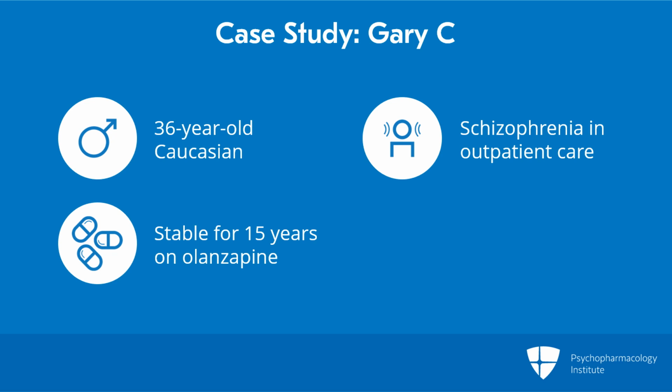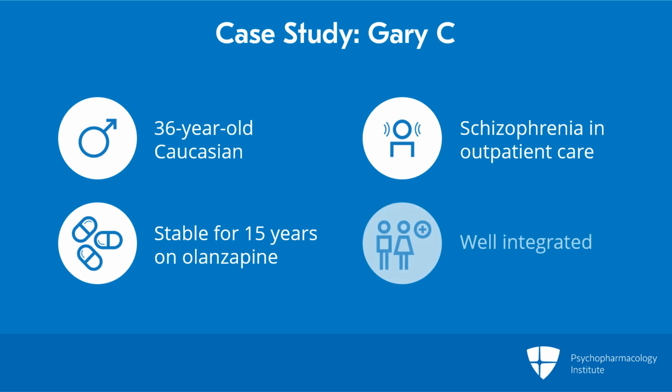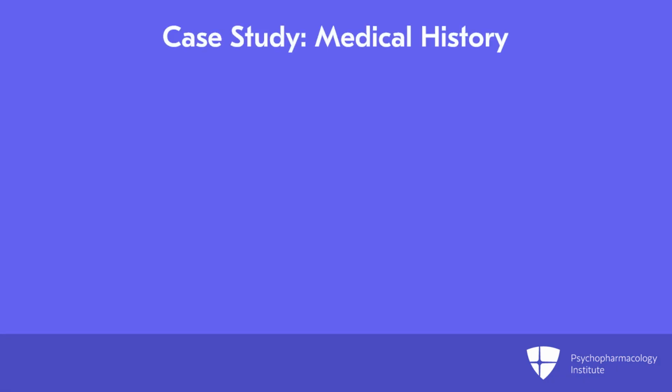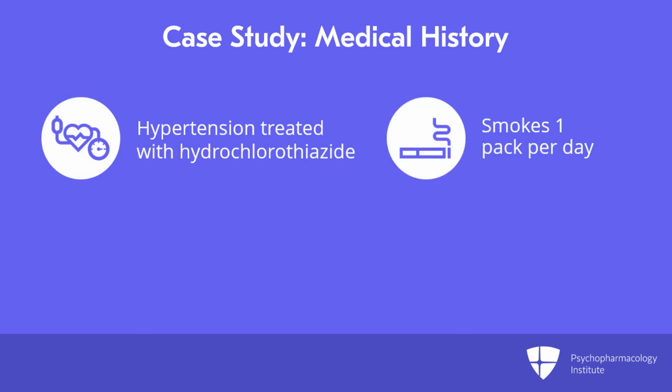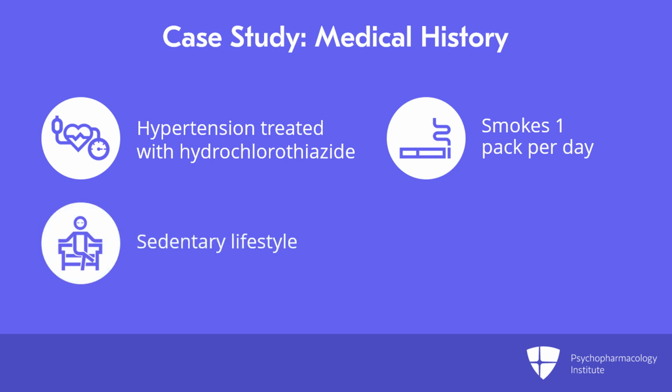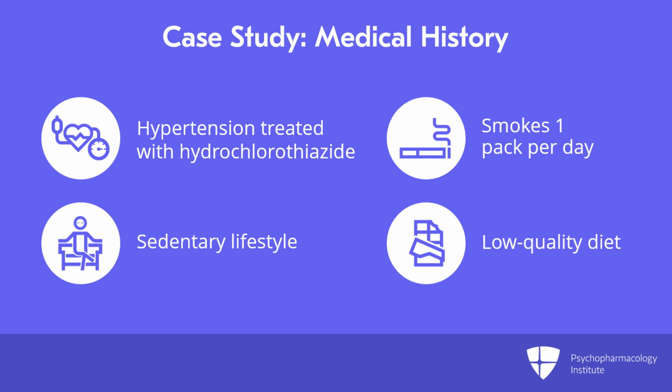He gets an excellent report from his group home. He's well integrated into that community. And he works as a warehouse general helper for 10 hours per week. His medical history is significant for hypertension. He is on the diuretic hydrochlorothiazide. He is still smoking 1 pack per day. He does not use alcohol and he does not use drugs. He is sedentary except for his work and unfortunately has a rather poor quality diet. He likes fast food and he loves sweets.